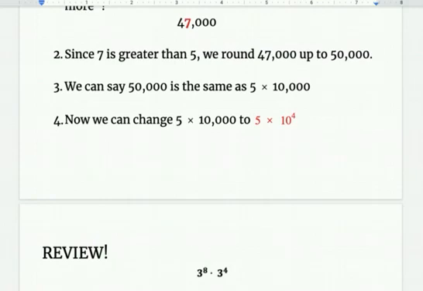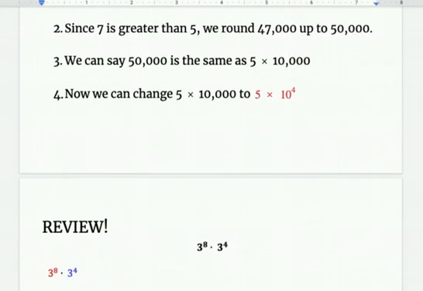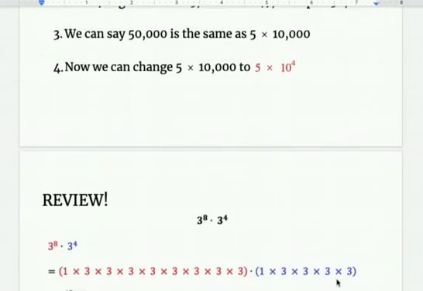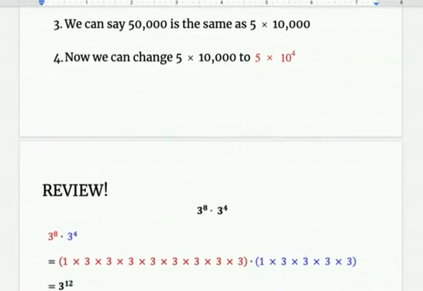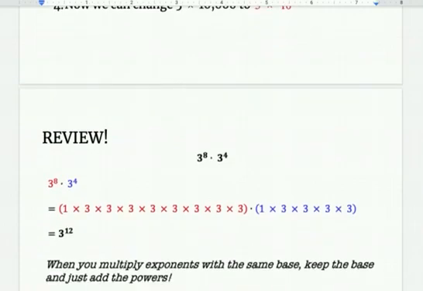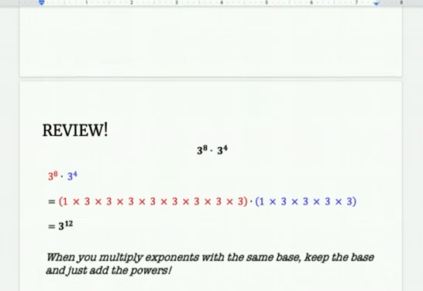When you have a problem like 3 to the 8th power times 3 to the 4th power, you should remember that when you expand it all out, you just have 8 3's being multiplied together times 4 3's. So in total, you have 12 3's being multiplied together. So the shortcut is to add those powers together, keeping the base number. When you multiply exponents with the same base, keep the base and just add the powers. This will come back to us later when we are working with scientific notation.